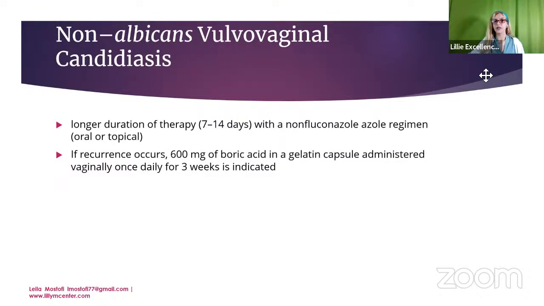And about non-albicans vulvovaginal candidiasis. What is non-albicans VVC? A longer duration of therapy, about 7 to 14 days, with a non-fluconazole azole regimen, oral or topical, is used. And if recurrence occurs, 600 milligram of boric acid in a gelatin capsule administered vaginally once daily for 3 weeks is indicated.